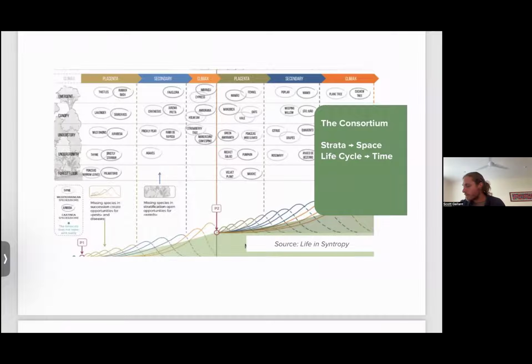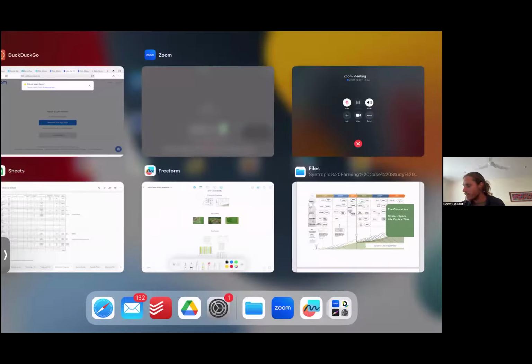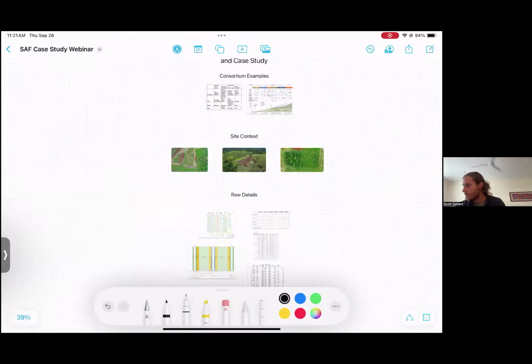I'm going to jump to, let's see, we're going to go over here. And we're going to zoom in on this same model.